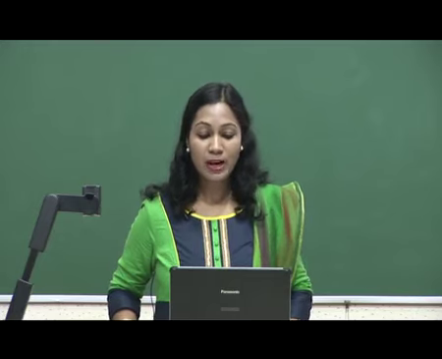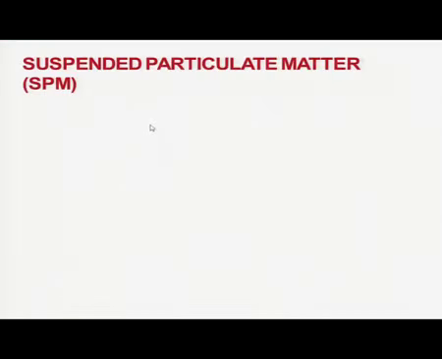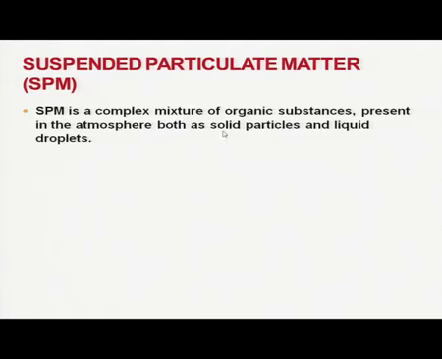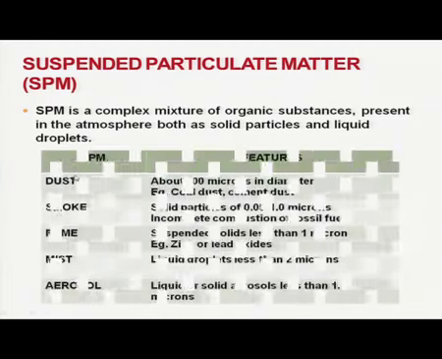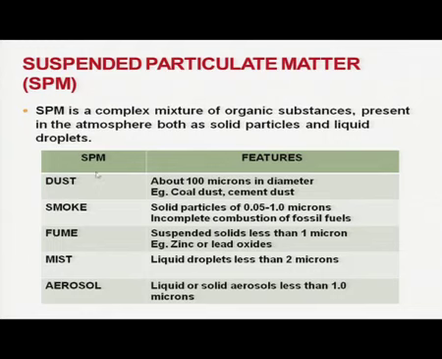Next, what is suspended particulate matter? One of the pollutants is suspended particulate matter, which is very small in size. It is a complex mixture of organic substances present in the atmosphere, both as solid particles and liquid droplets. These are very small and can be inhaled, and they create inflammation in our lungs and bronchioles. They can be very harmful. So, what are those SPMs? The examples are dust, smoke, fume, mist, aerosol.